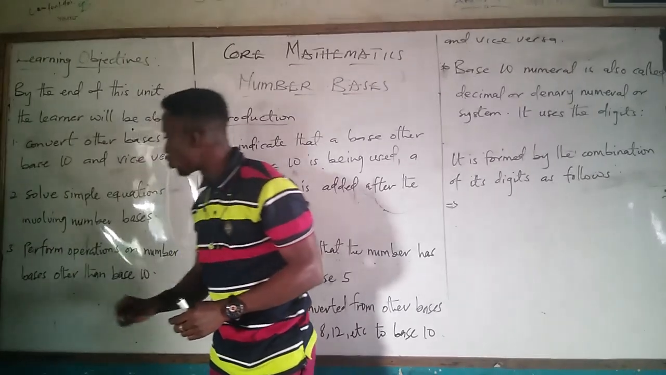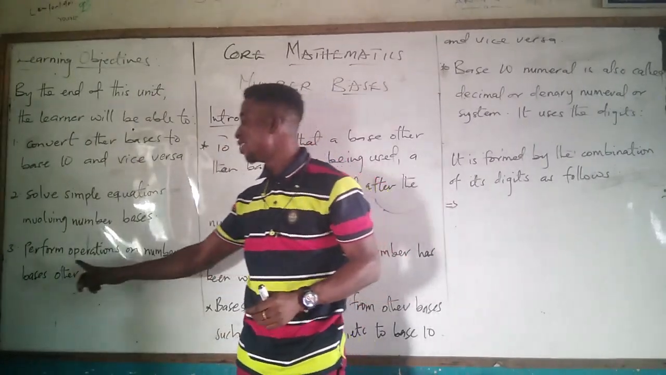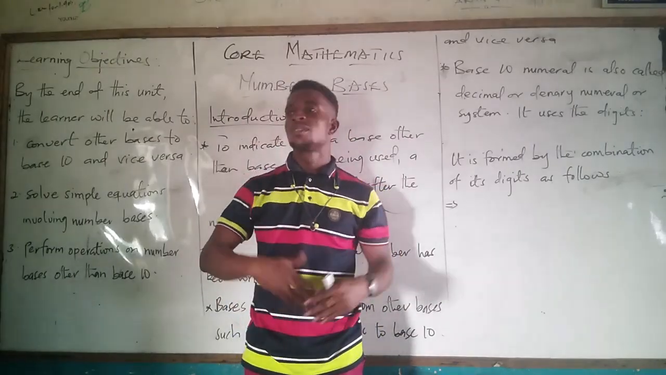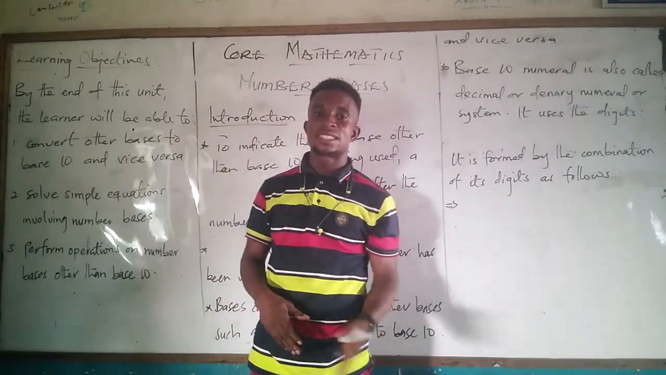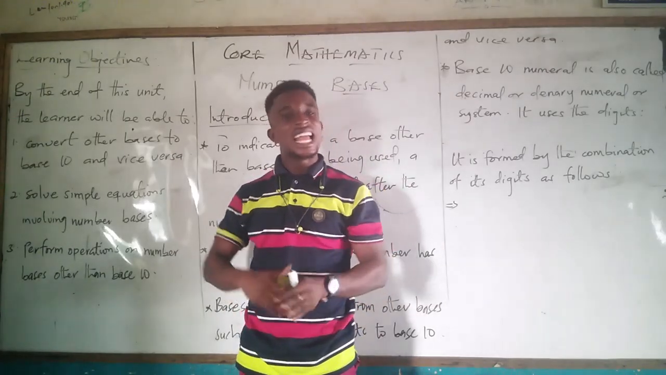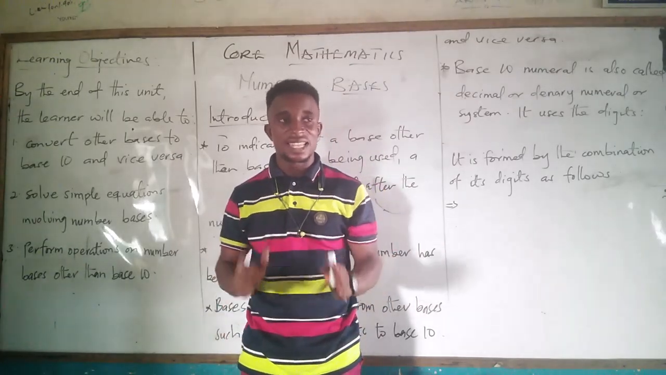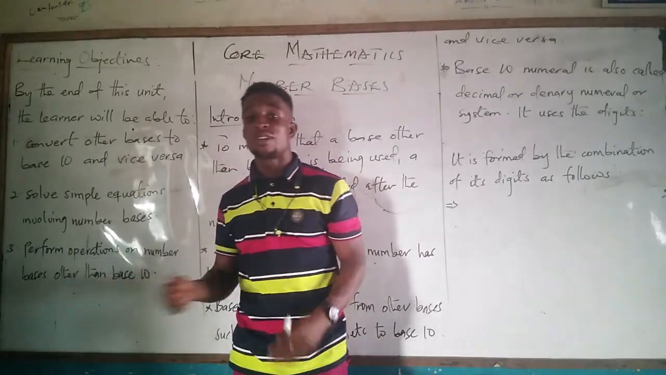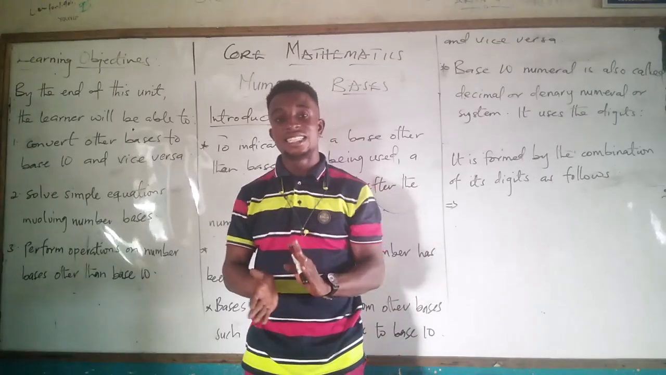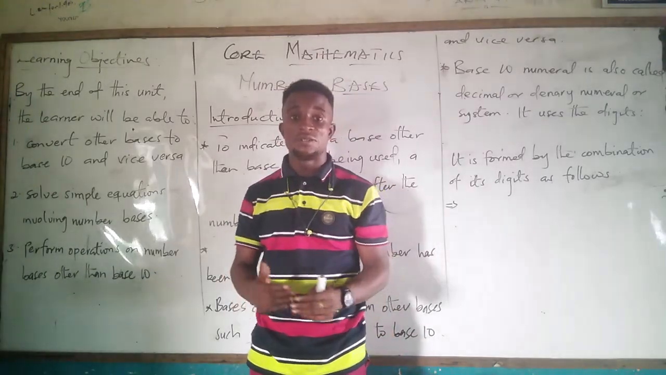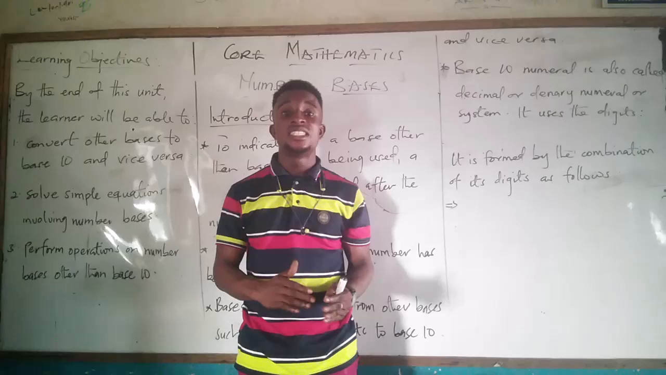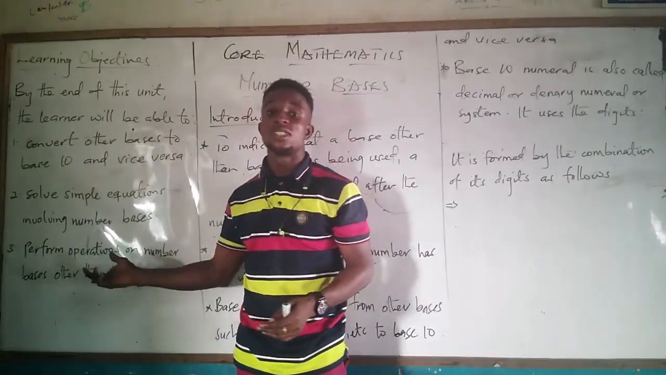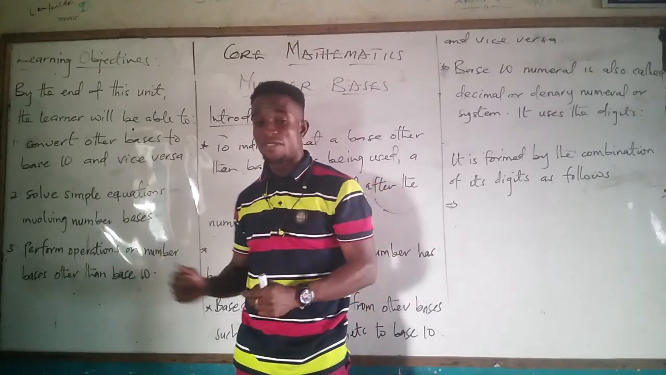And the last one: perform operations on number bases other than base 10. You can be given other bases like base 2, base 5, base 6, base 8, base 12, any other base which is not base 10, and you'll be asked to perform operations. When we talk about operations here, we are referring to addition, subtraction, multiplication, and division. You can be given number bases for you to be adding them, for you to be subtracting them, and that's what we are talking about. So when we get there, you'll be able to know everything.